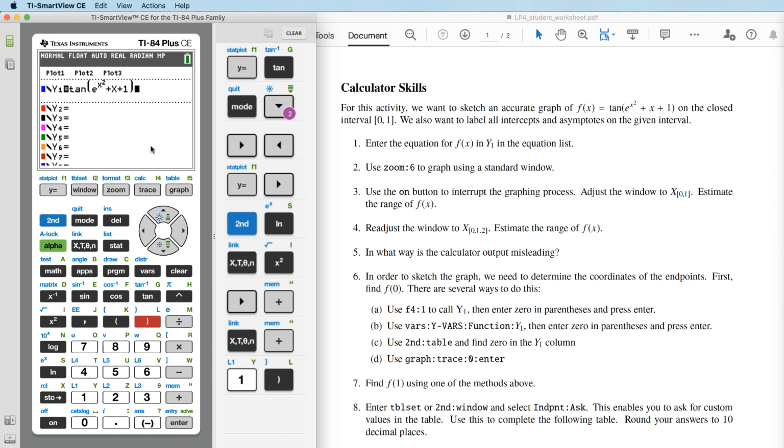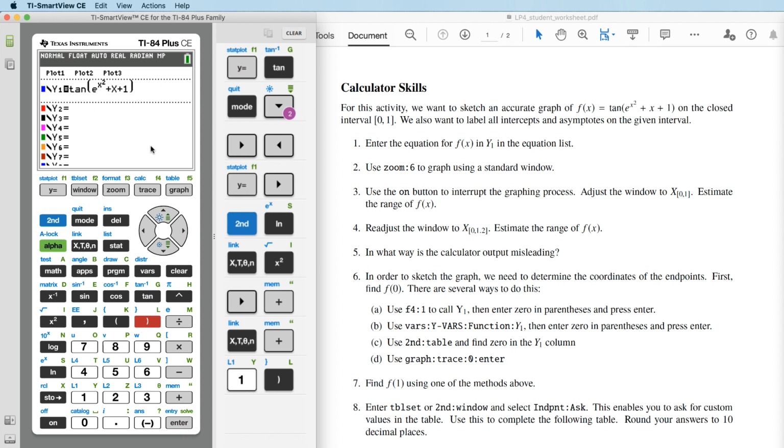So number 2 in our activity says use Zoom 6 to graph using a standard window. If you just press graph, then your graph will display using whatever window settings are currently in your calculator. Now we reset our calculator, so it would be okay if we just pressed graph. We'd all see the same thing. But if you hadn't reset your calculator, then our graph would display using whatever window settings you already had in there.